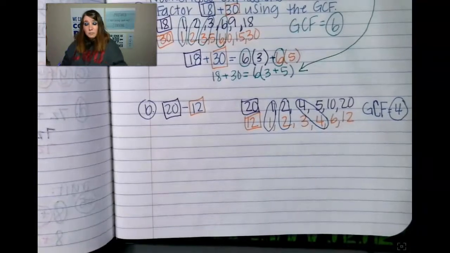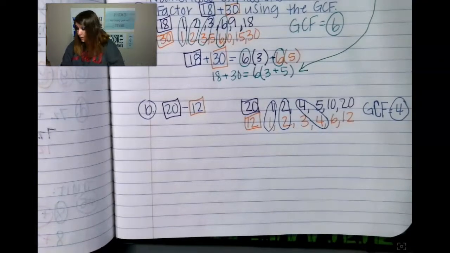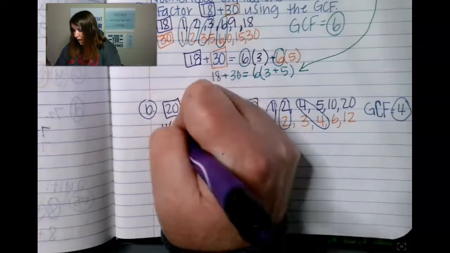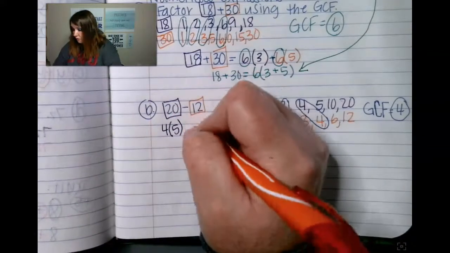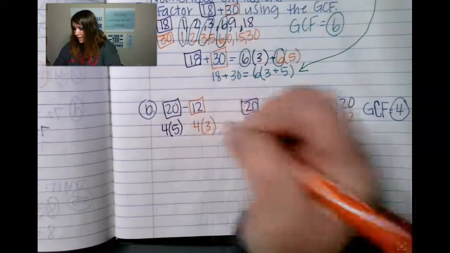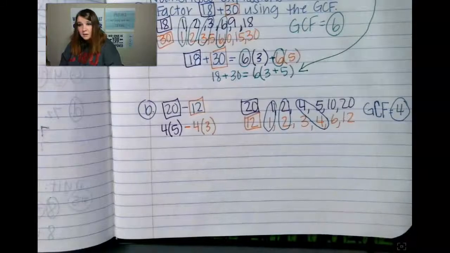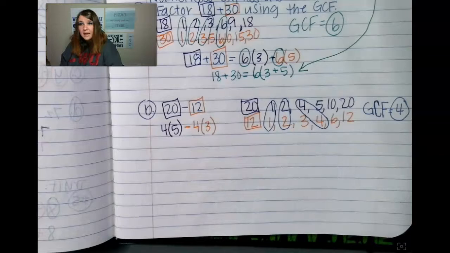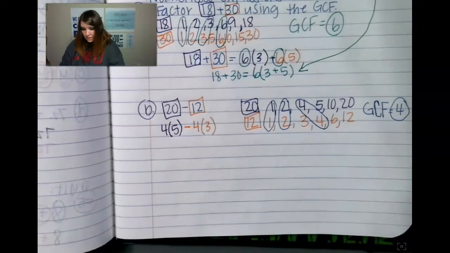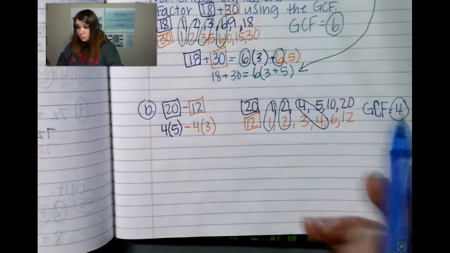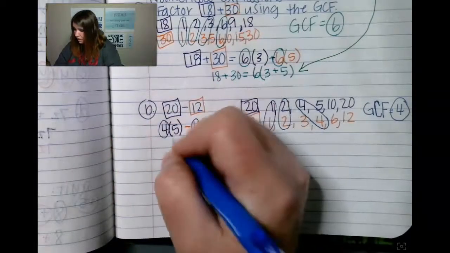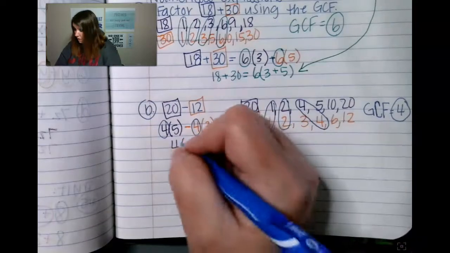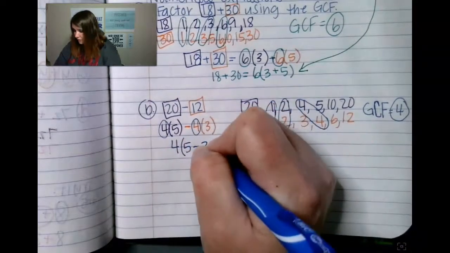4 is going to be our special number. So we're going to take the 4, and we're going to say to make 20, we do 4 times 5. To make 12, we do 4 times 3. But we subtract in the middle because it's asking us originally to subtract. Now we're going to create a distributive model. To make the distributive model, we're going to take our special number 4, and we're going to pop that on the outside. And then we're going to squish everything else together. 4 times 5 minus 3.